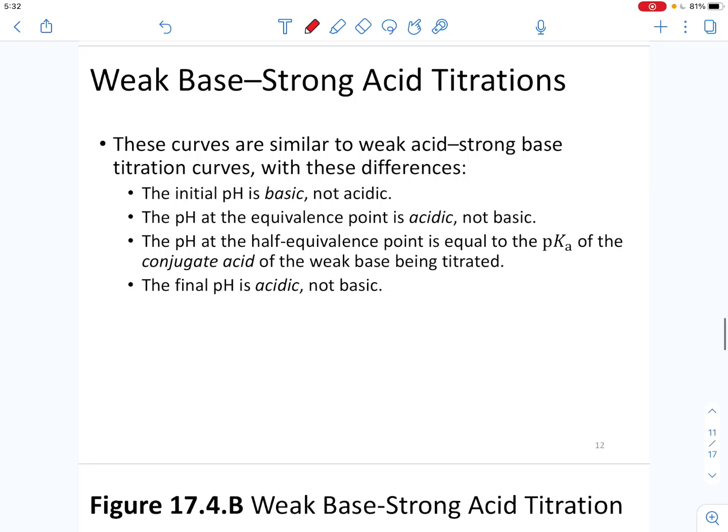Now if you're using a base, there is again something similar to what you saw before, except that the pH is going to be basic, not acidic, because you're starting with a base. Okay, the equivalence point is also acidic. Remember, at the equivalence point you have consumed all of the base, and then you have the conjugate acid, and it will behave as such. So it will increase the concentration of H plus in solution, and you end up with an acid pH.